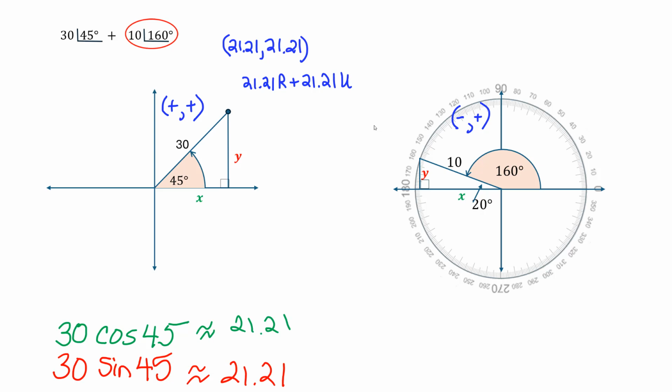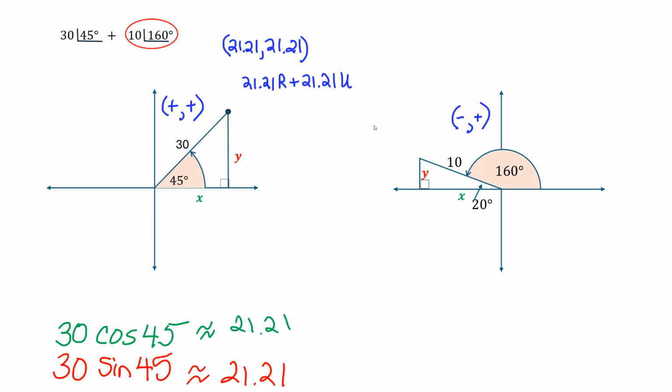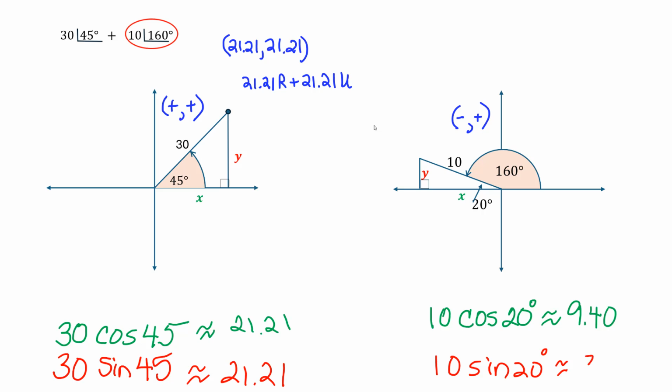Now we're going to use sine and cosine to find x and y. So 10 cosine 20 degrees is about 9.40, and 10 sine 20 degrees is about 3.42. So that point is going to be negative 9.40 and 3.42, or we could write it negative 9.4r plus 3.42u. And so now all we need to do is add these two vectors together.